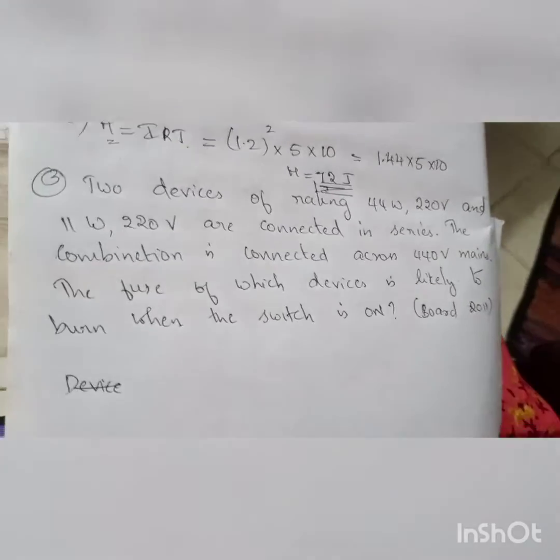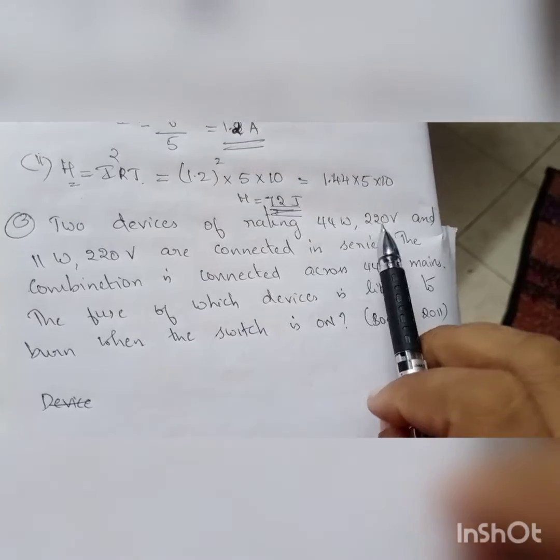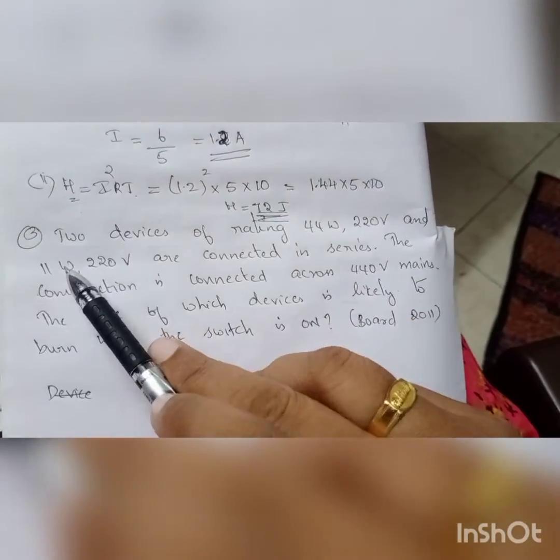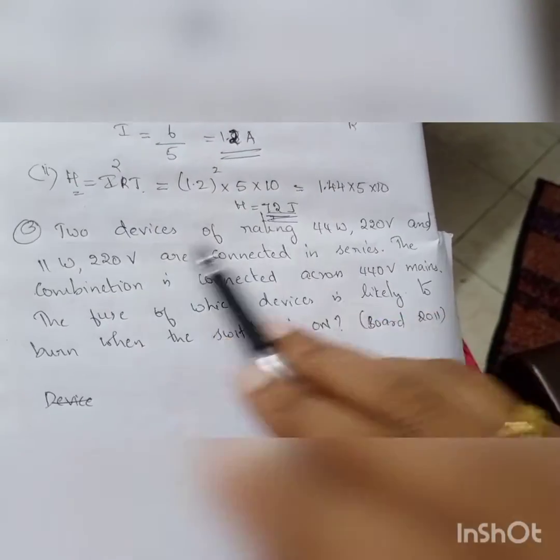So here we have the third question. Two devices of rating 44 watt 220 volt and 11 watt 220 volt are connected in series. So they have given two devices.